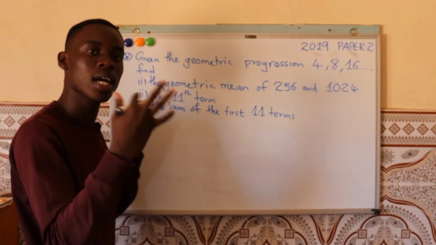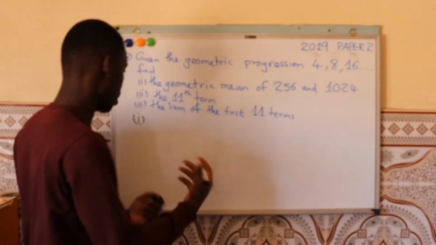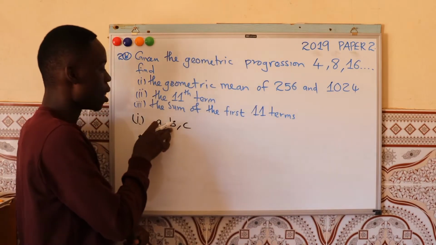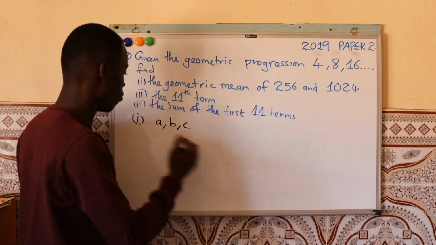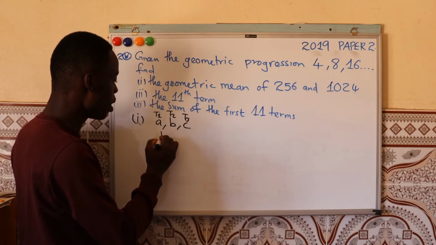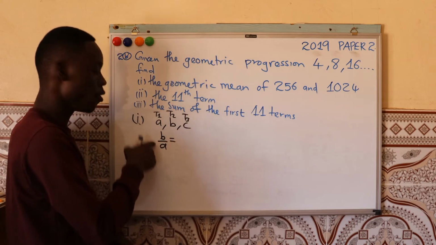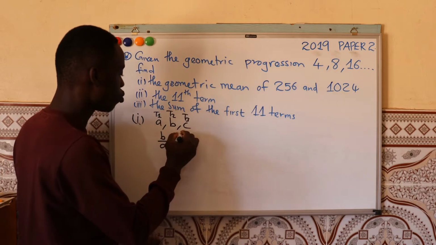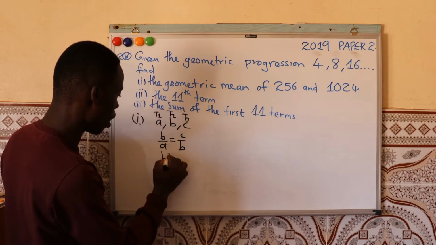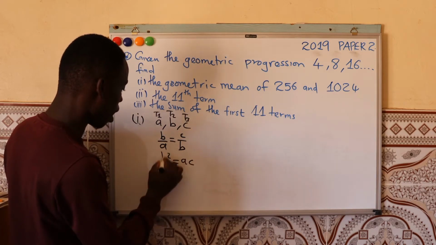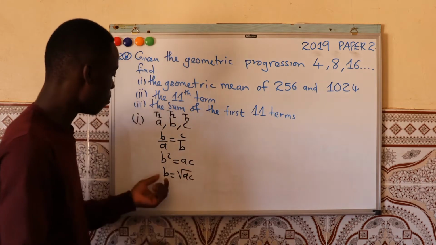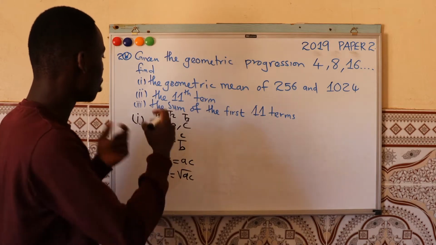So for example, given three consecutive numbers, which are A, B, and C, you realize that the common ratio is constant everywhere, meaning this is our first term, second term, third term. So B over A, the first ratio, is equal to C over B. When you simplify this, B squared is equal to AC. Hence, our value of B will be the square root of AC, and B is simply the geometric mean.